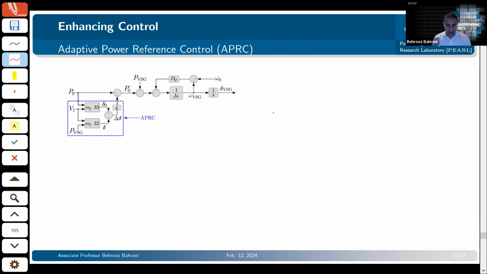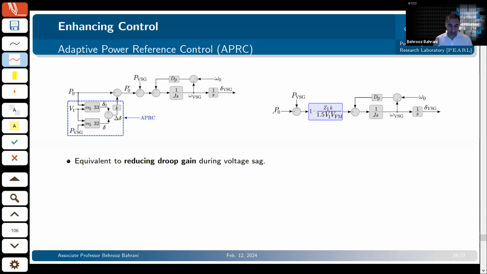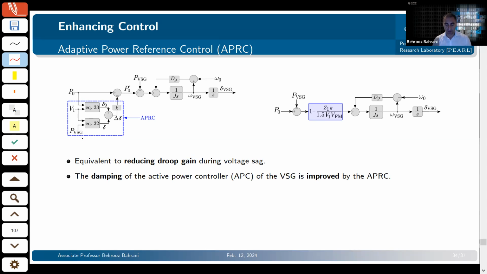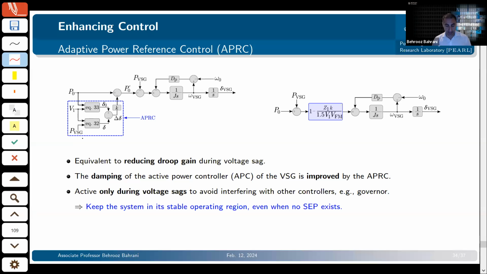The other enhancing control that we came up with, which came out of the GFLI, GFMI pair stability analysis, was this technique of adaptive power reference control. Without going into the details, essentially it looks at the voltage, and when there is a voltage sag, this mechanism is activated. It is more or less equivalent to reducing your droop gain during a voltage sag, and it can help you maintain the stability of the system. And it's only active during the voltage sag.